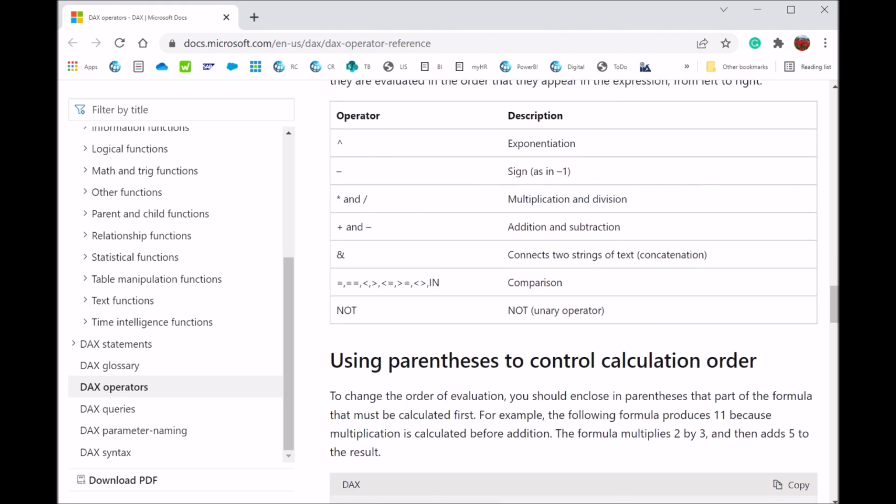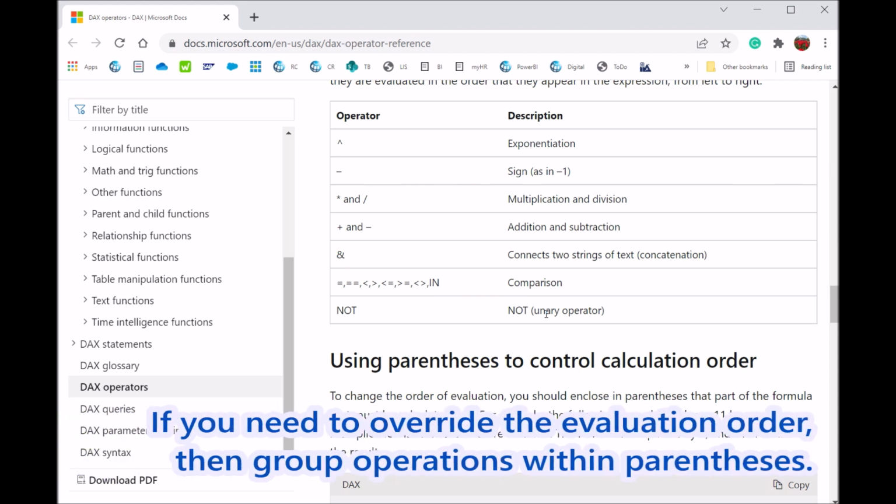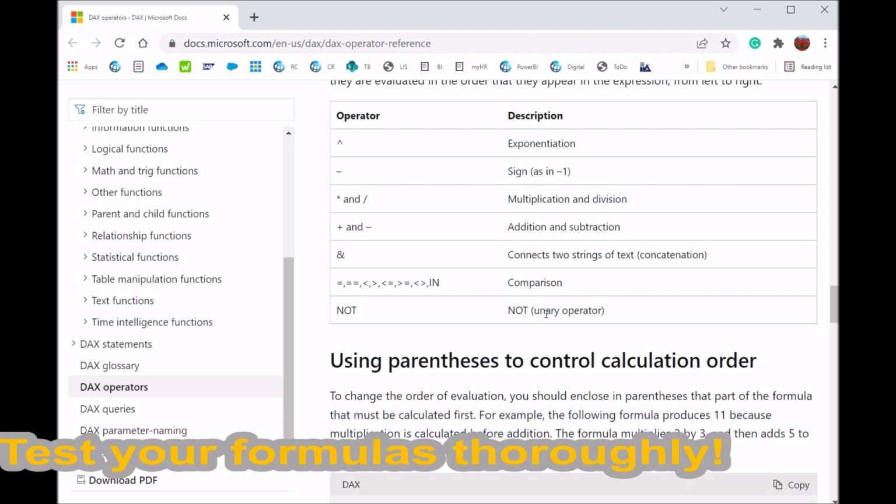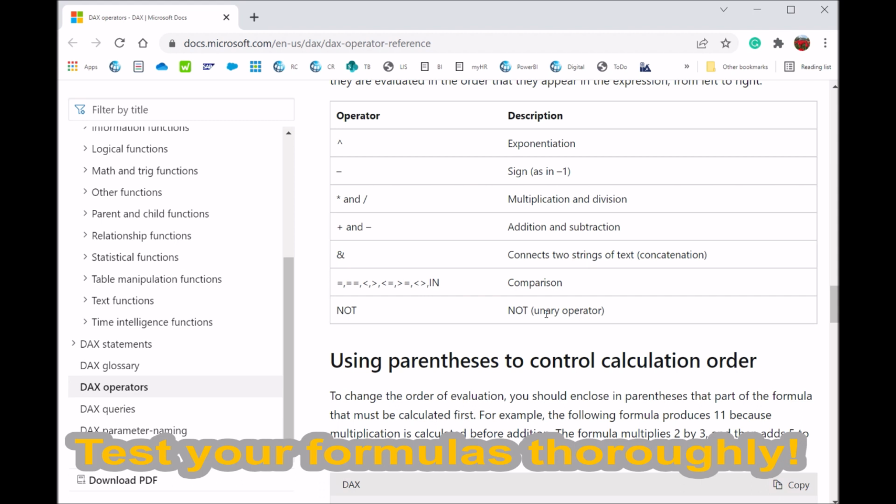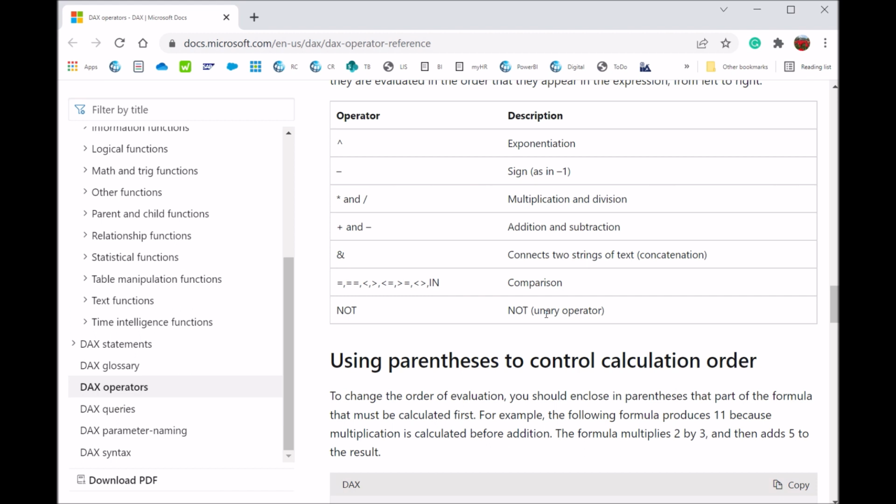So in any formula that contains multiple operators, first the formula is going to evaluate any exponentiation, followed by the sign, then multiplication and divisions, and so on. In general, operator precedence is the same as what's found in Excel. And if you need to override the evaluation order, you need to group operations within parentheses. My recommendation here is to always test your formula thoroughly. Test the results to see if the outcome is what you are expecting.